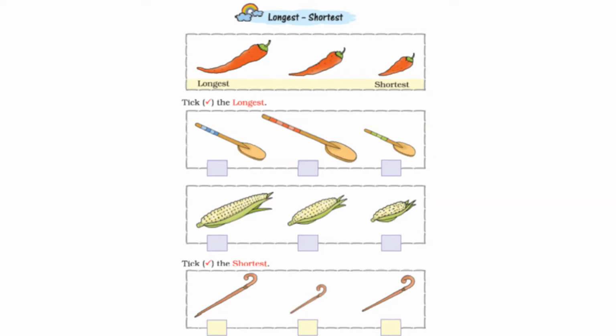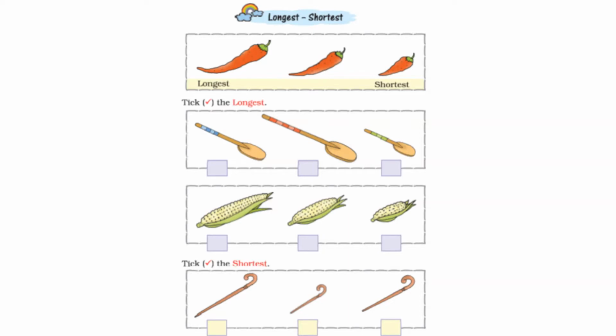लंबी चिली है वो. मिर्च है वो. लंबी मिर्च है. And the right one, the most right one is shortest. सबसे छोटी चिली है वो. तीनों को compare कर रहे हैं हम at a time. Cool. Okay, next. The question we are going to solve.